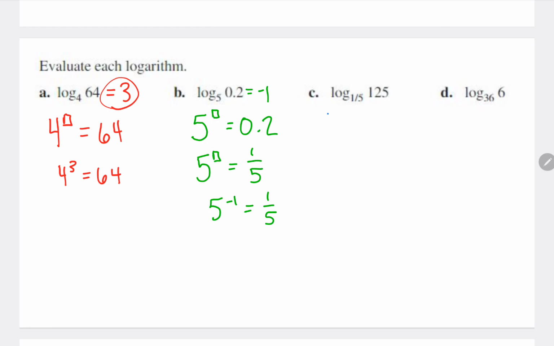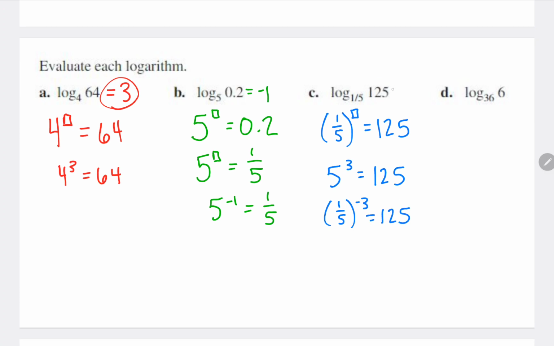Next one, 1/5 is the base. We don't know the exponent, but we want an answer of 125. Here's another trickier one. We know 5 to the third power is 125. That means that 1/5 to the negative third power is 125.